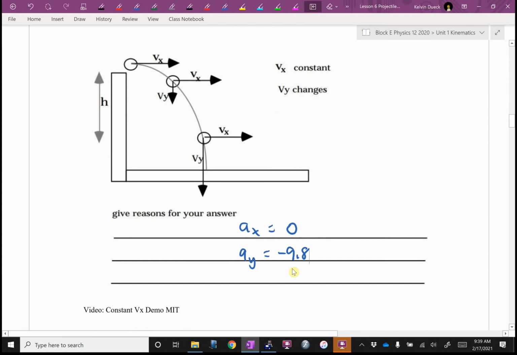I'm going to call these our physics no-brainers. Now, they're not no-brainers. I have to have taught you this, but you need to commit this to your gut, because any time that we're analyzing a projectile, those are going to be the first two things we're going to write down before I even read the rest of the question. Oh, it's a projectile. a_x equals 0. a_y equals negative 9.8.